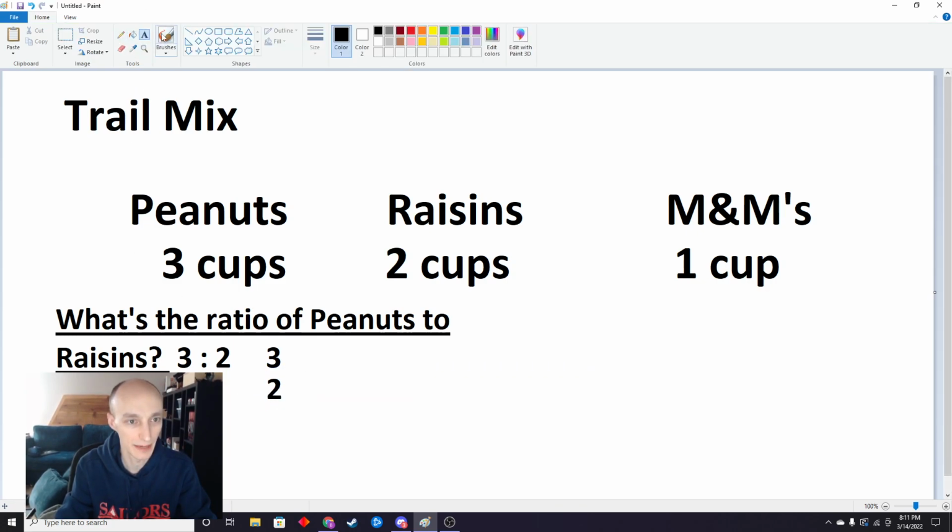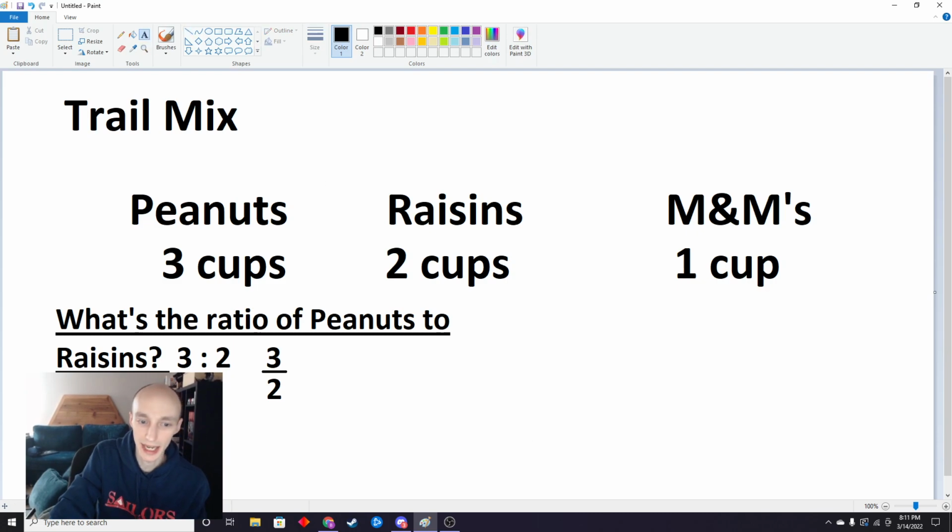You'll have to forgive me, I'm doing this all in Microsoft Paint. It's not exactly the world's nicest program, but we're going to get there. Right, so we could write it like that as well. And it just means the same thing. It's just a different way of writing it. Right? But for every 3 peanuts we have, 2 raisins.